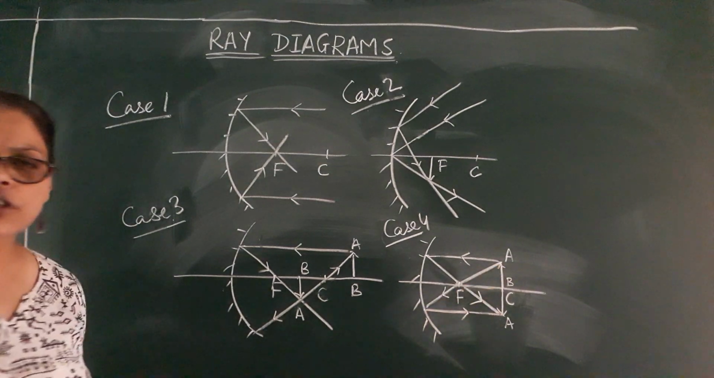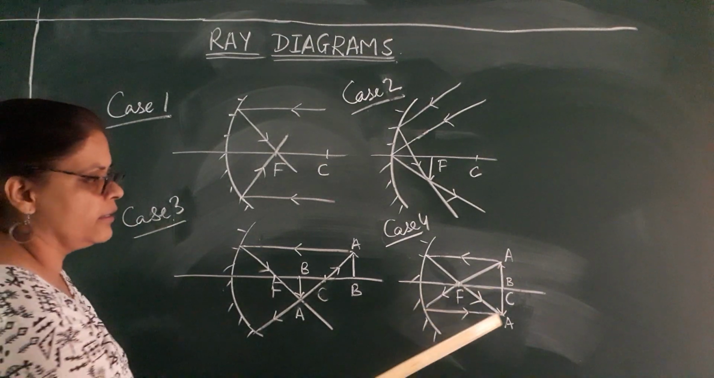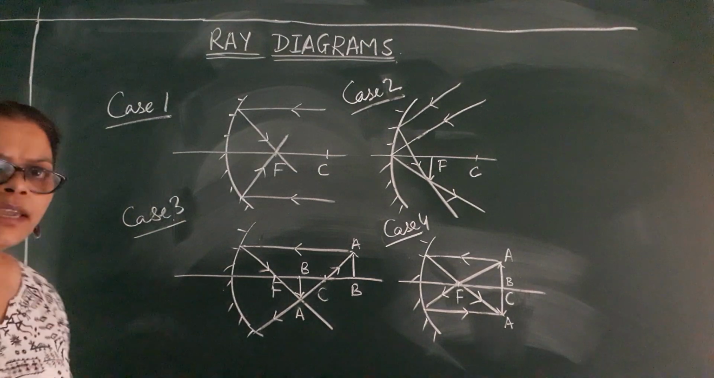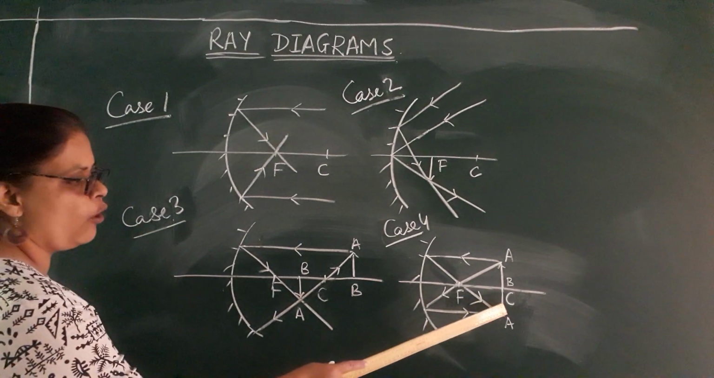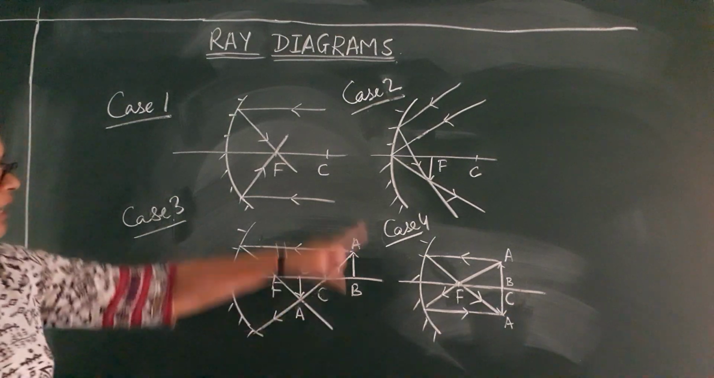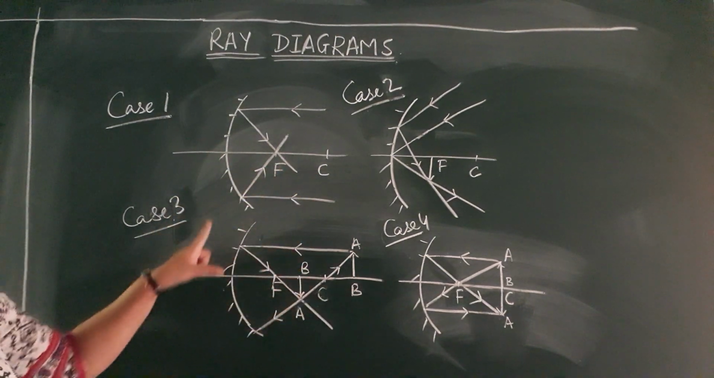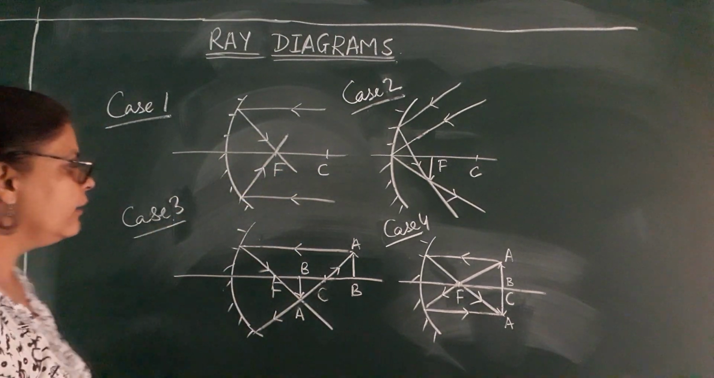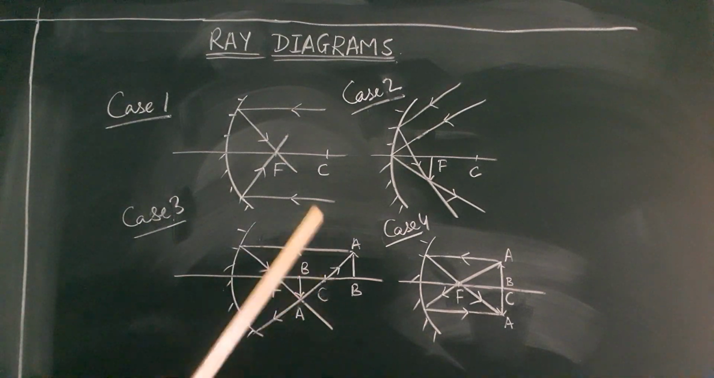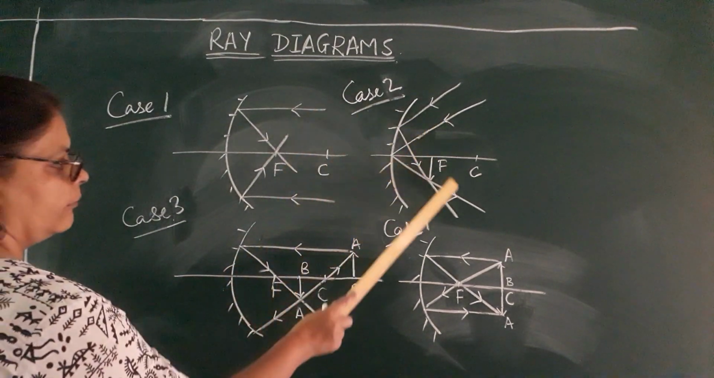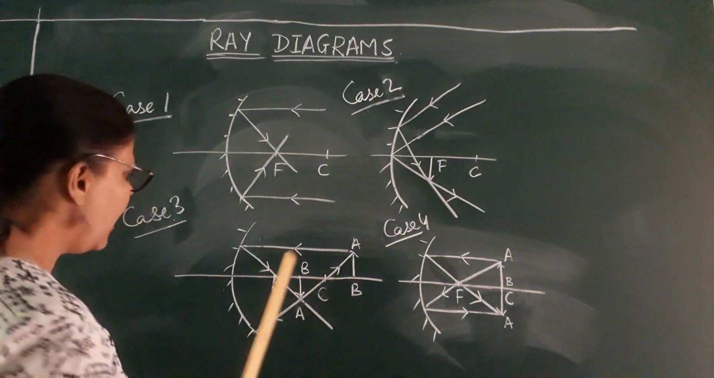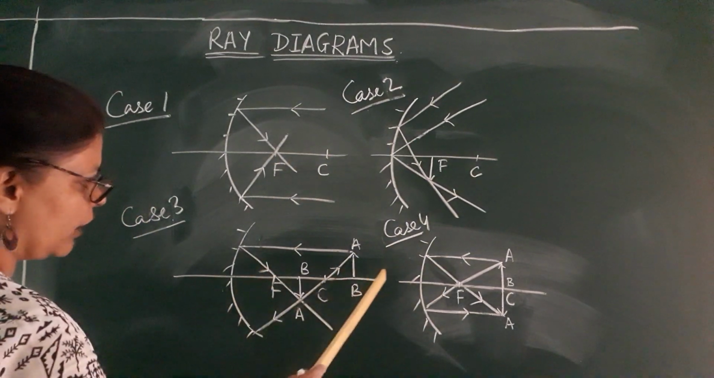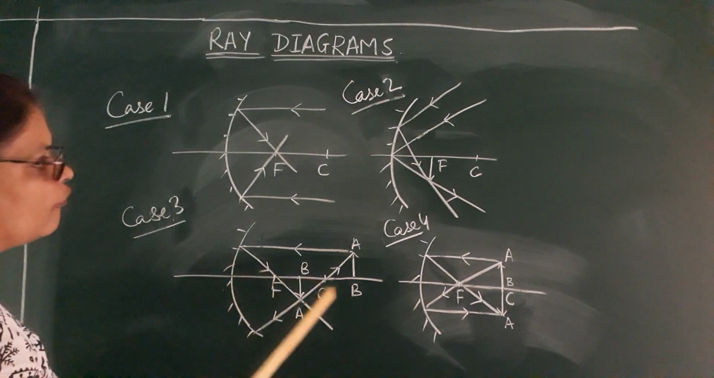And what are the characteristics of the image? It is real, it is inverted, and it is of the same size as the object. And the image is formed at C. So just have a careful look at all the 4 cases, and also compare them. You see, when the object is at infinity, the image is formed closer. As I move the object closer, the image is moving away.